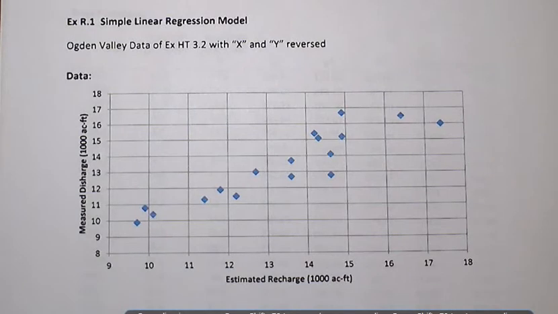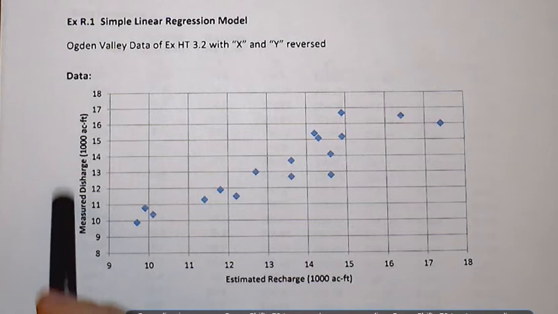We're going to illustrate the implementation of our equations associated with the least squares best fit line, the simple linear regression model, with the Ogden Valley data from our hypothesis testing days. We've reversed the x and y because it makes more sense to talk about the estimated recharge as being somehow a causal or explanatory factor in the amount of discharge that is obtained out of the aquifer.